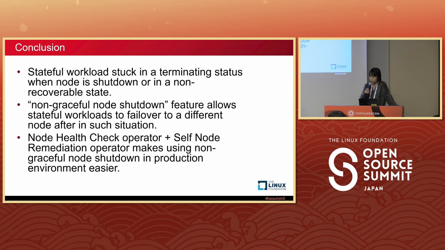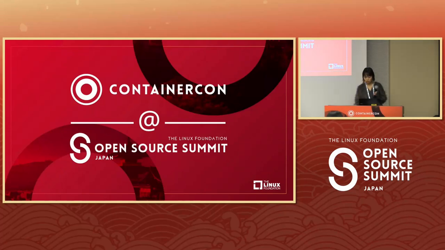Okay. Then I'd like to talk about this conclusion. Stateful workload gets stuck in a terminating status when a node is shut down or in a non-recoverable state. A non-graceful node shutdown feature allows stateful workloads to fail over to a different node in such a situation. And the node health check operator and self node remediation operator make using non-graceful node shutdown in a production environment easier. This is all for my presentation. Thank you for listening.